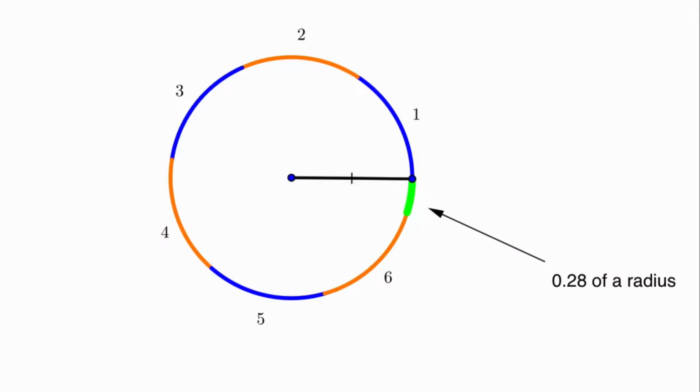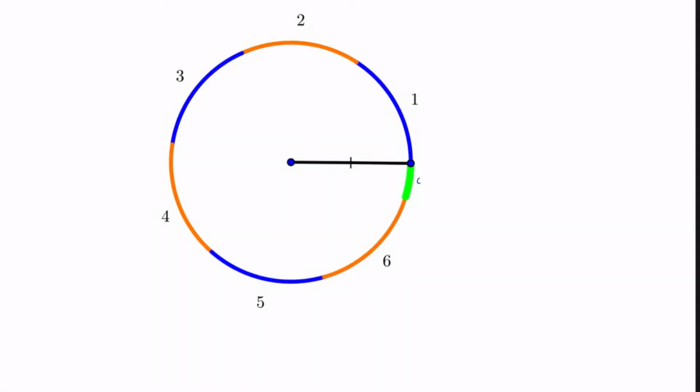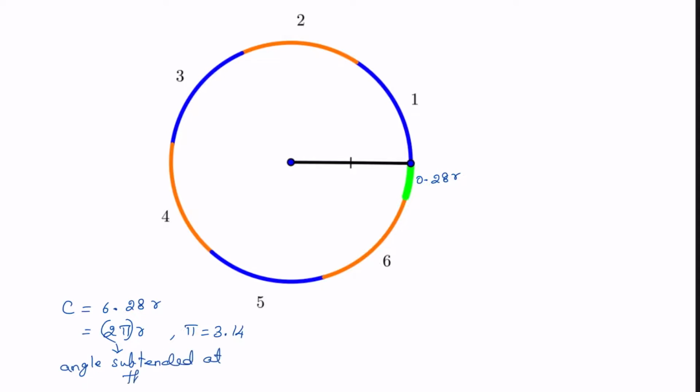We know that circumference of a circle is 2 pi r. This part is 0.28 times the radius. Therefore, the total circumference of the circle is 6.28 times radius, which is 2 pi r, where pi value is approximately 3.14. So, 2 pi will be 6.28 approximately. Therefore, the circumference of the whole circle is the angle subtended by the circle at the center times the radius.